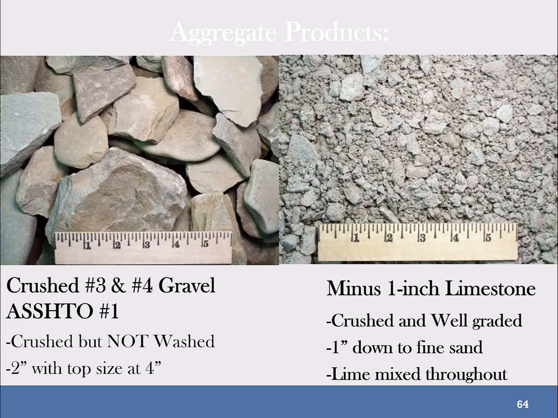highway construction, and for when you've got a plant somewhere or a facility where you don't need to pave it, but you need really good stable soil, you might use a limestone mix. And so a minus 1 inch limestone mix means the largest aggregate size is 1 inch, and then it graduates down, and all the particles are crushed and well graded from 1 inch down to fine sand, and then they mix hydrated lime in there. So they call it a limestone mix. There's no limestone in there.